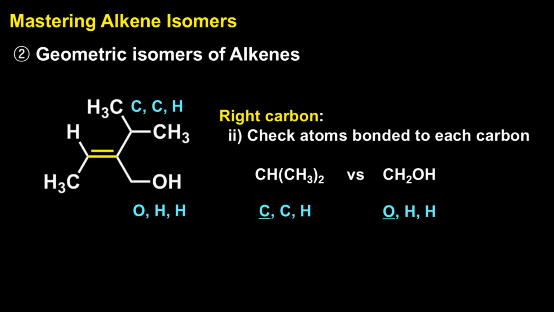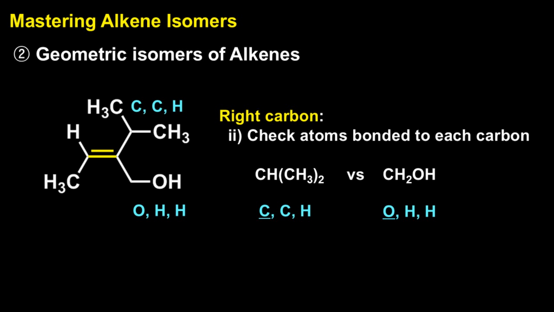All right, let's take a closer look at what's attached to each of those carbon atoms. First, the isopropyl carbon. It's bonded to 2 other carbons and 1 hydrogen. So we've got carbon, carbon, hydrogen. Now for the hydroxymethyl group, that carbon is bonded to 1 oxygen and 2 hydrogens. So that gives us oxygen, hydrogen, hydrogen.